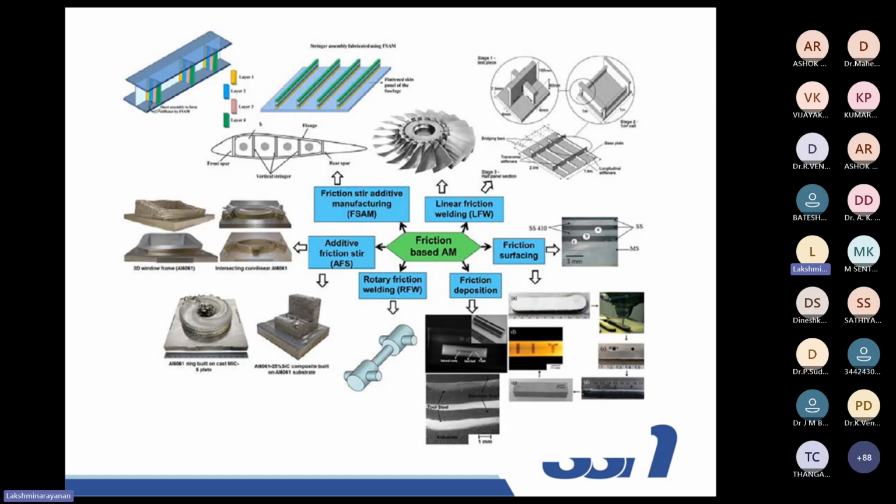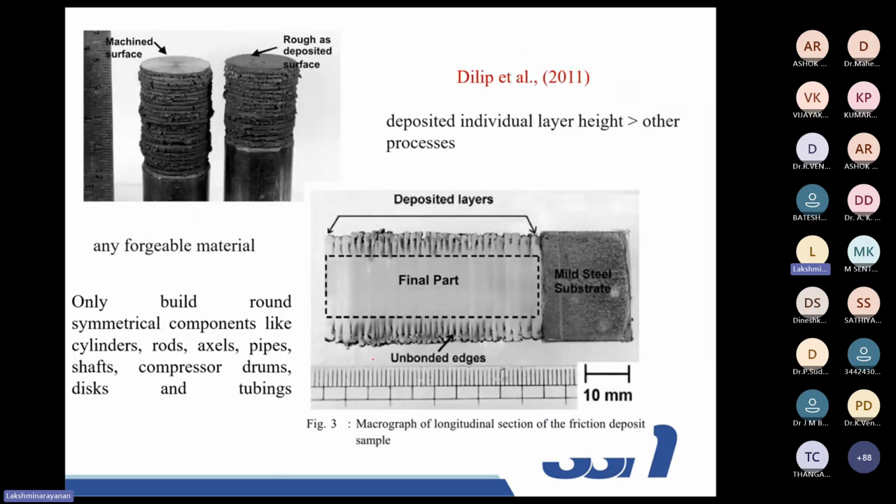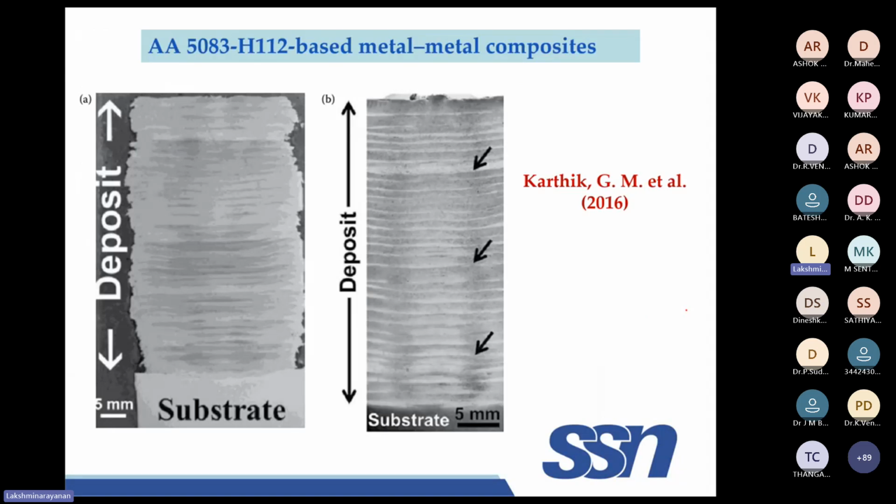So these are the methods. This is work done at IIT Madras, almost 15 years back. They used the friction welding process to deposit one layer, then another layer, then another, like that. They built the system. This is one thing I told Karthik, who presented; he did some work on 5083 metal-metal composites. Somebody asked about metal composites. So he developed such a system, almost 9 years back.